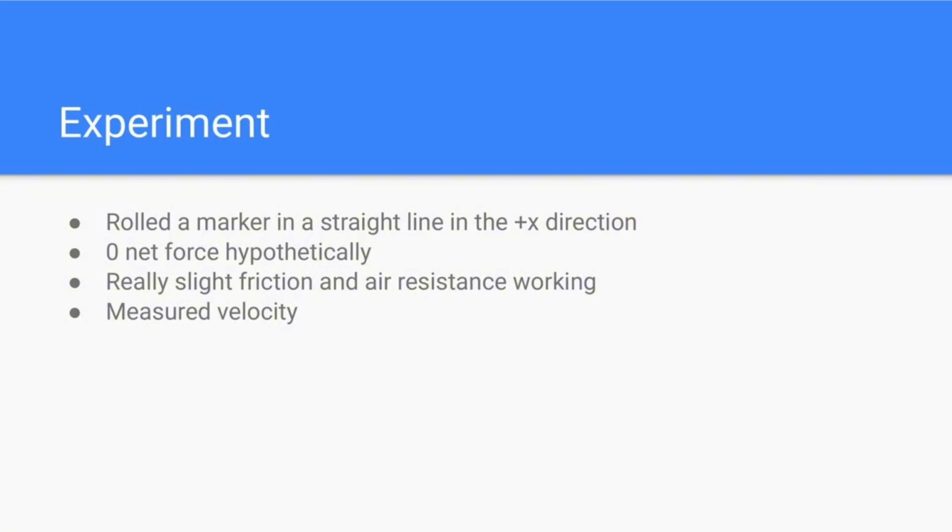In a perfect world where there is no friction or air resistance, there is zero net force because the normal force and gravity force cancel out. But in this situation, there is slight friction and air resistance working against the positive x direction that the marker was rolling. In the experiment, we measured the velocity, again by taking the distance traveled over a specific time.